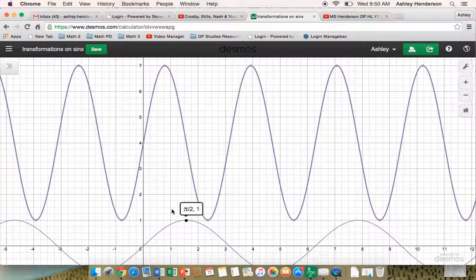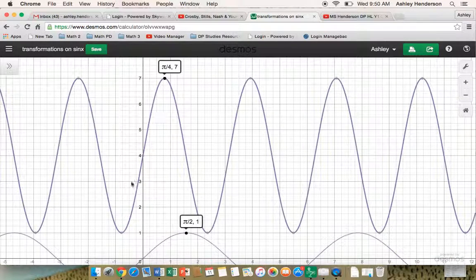There we go. So if I were looking at this purple line right here, comparing it to this one, this is my parent, can you identify all of the different transformations that happen on this graph? Let's look at the maximum, let's look at the minimum, let's look at the midline, maybe the difference between them, how far is it between the y values, how far is it between the x values. Okay, if I'm looking at one period, how far does it take to go one period?